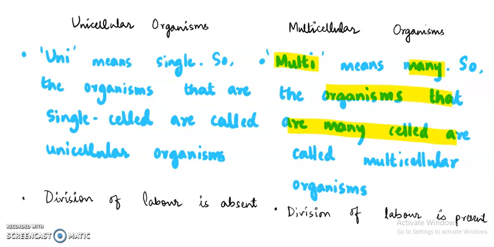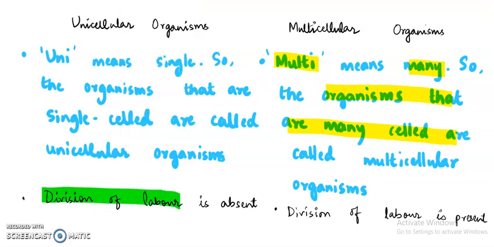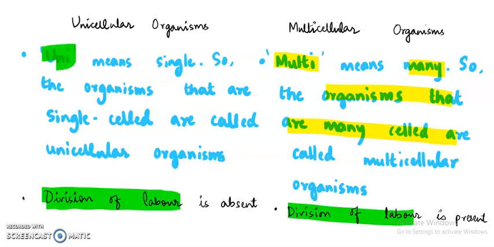Whatever you are writing at a specific point in differentiation, make sure you write about it only in the second one. Like here, I have written about division of labor, right? In the unicellular, in the second point. And here in the multicellular also I have written about division of labor. Here we were talking about the meaning of uni and here we have talked about the meaning of multi. So make sure you write the differentiation in this way only. Next and the last thing will be the examples. So two examples basically should be written.